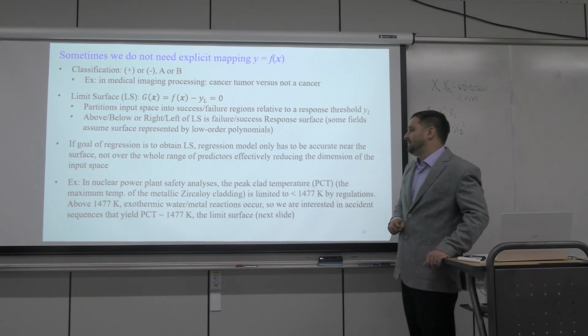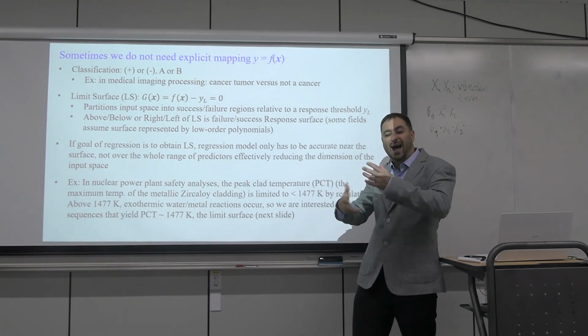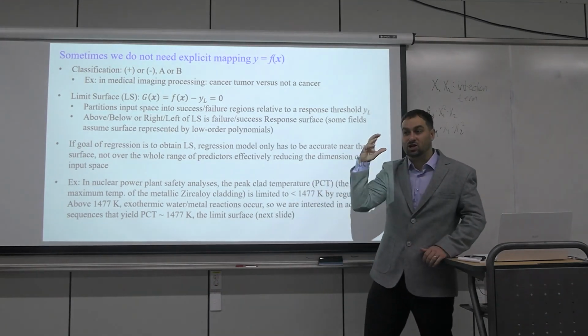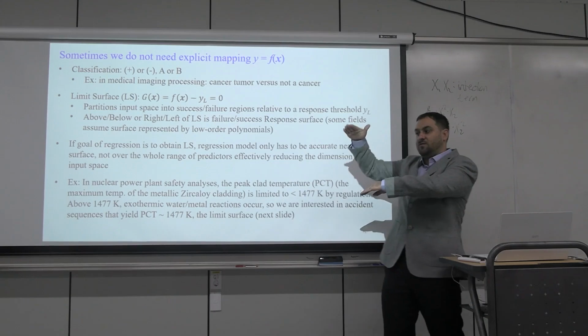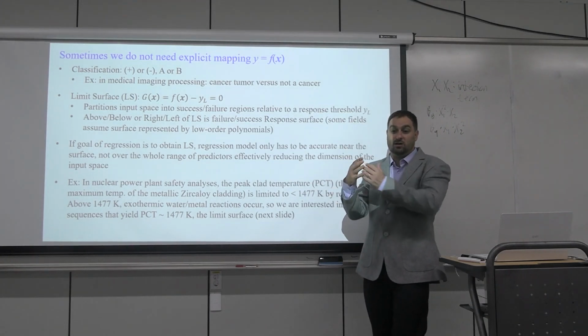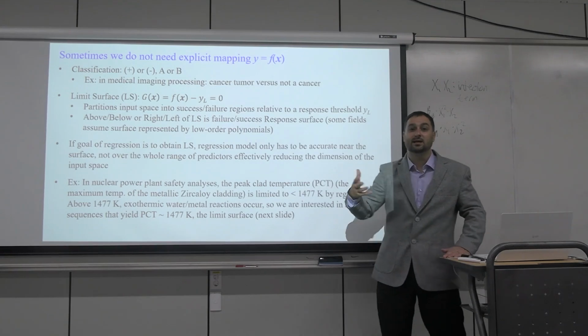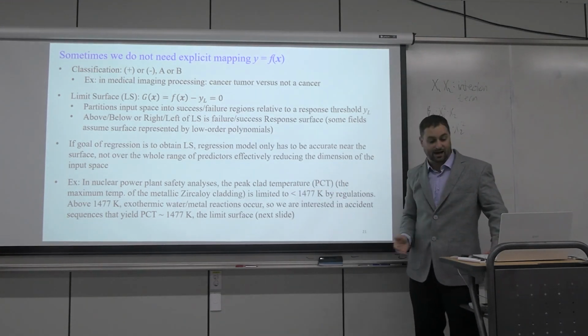And so sometimes when we do the safety analysis, we want to know which types of accidents will lead to clad temperatures near 1,477 Kelvin. Because this is the difference between an accident that you can recover from versus a severe accident where you will have fuel melting and release of radionuclides, and usually the loss of the reactor.